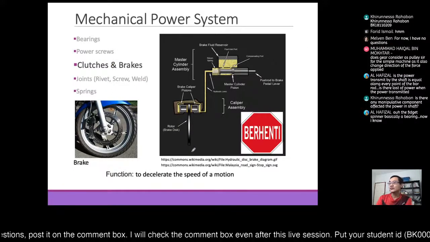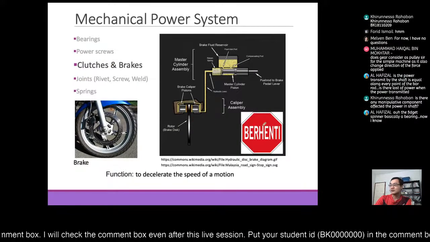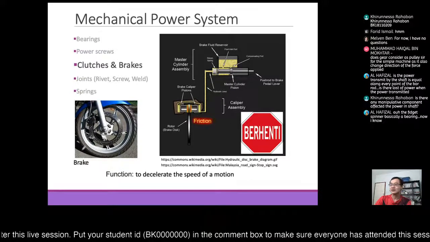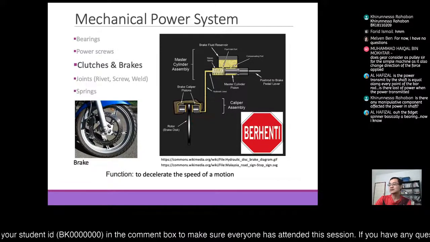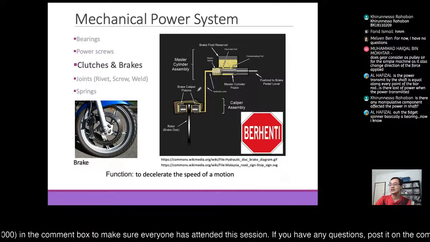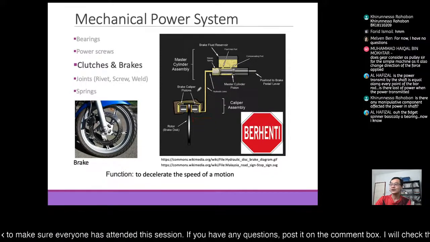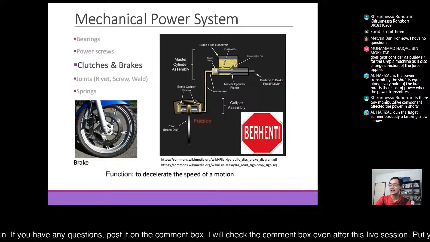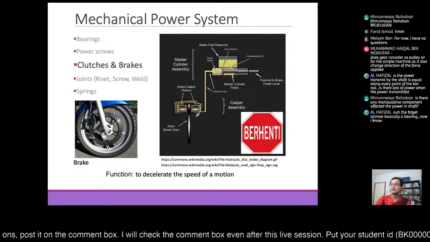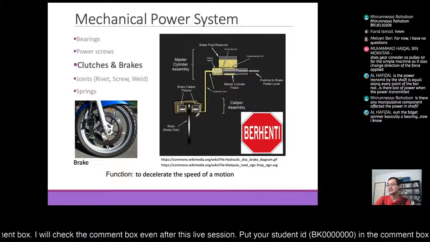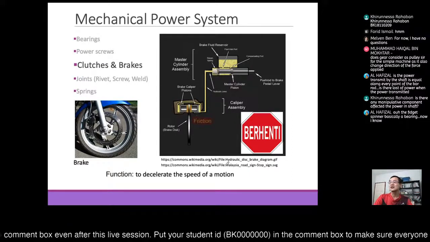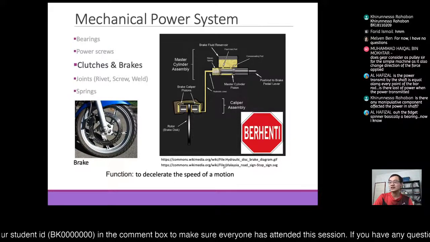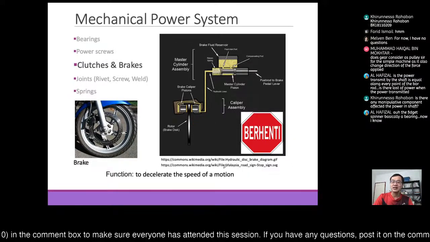Then for the brake system, when we see a stop sign, we press our brake. The simple one is the caliper type of brake. We press, and the hydraulic pump pushes on the other side and grabs our brake disc. The function of the brake is just to decelerate the speed of the motion. If you decelerate long enough, then you will stop.